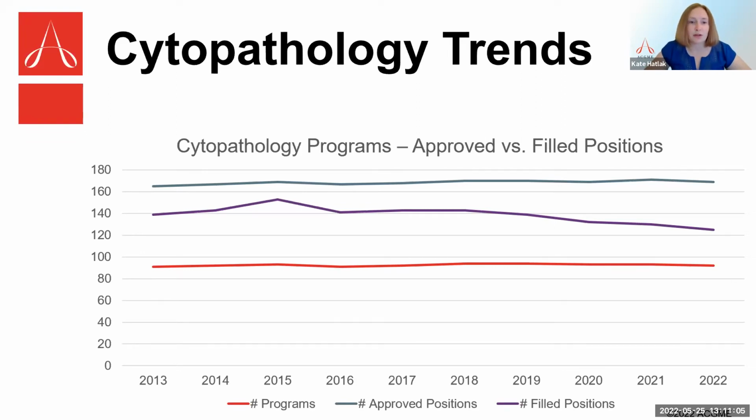But what this is showing you is the number of cytopathology programs, and that's in red there on the graph. Again, a little tiny dip, if you see it, in 2015, 2016, and then it went back up. And in 2022, we're at 92 fellowship programs. Every once in a while we get a new fellowship program, or maybe one closes, but that stays pretty stagnant. And then the approved positions is in that green color at the top. And then the filled positions, we are seeing in purple a little bit of a decline trend.